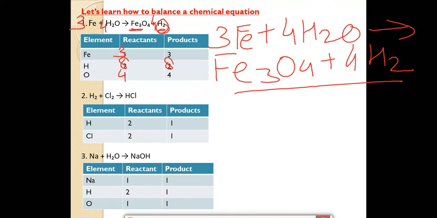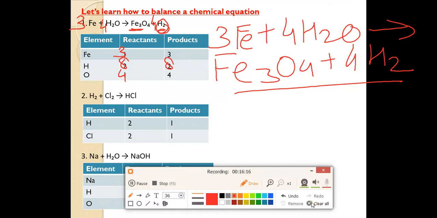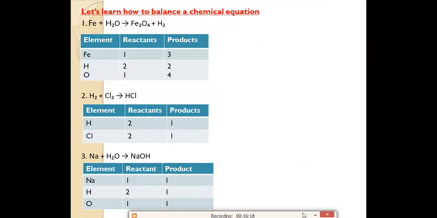Now let's have the second equation. H2 plus Cl2 gives HCl. You can see over there 2 atoms of hydrogen are there, so we have written 2 over there, but on the product side only 1 atom of hydrogen is there. 2 chlorine atoms on the reactant side and 1 chlorine atom on the product side. So this reaction is also not balanced.